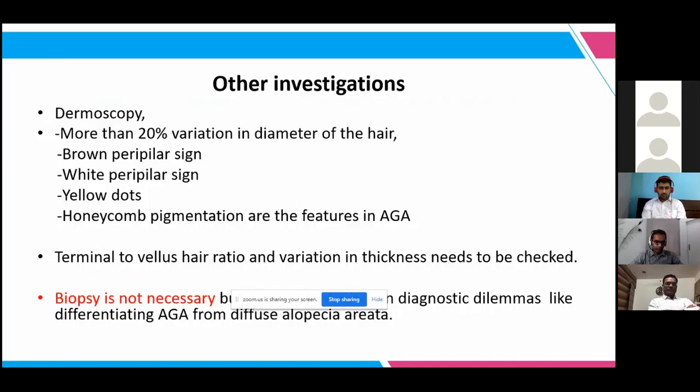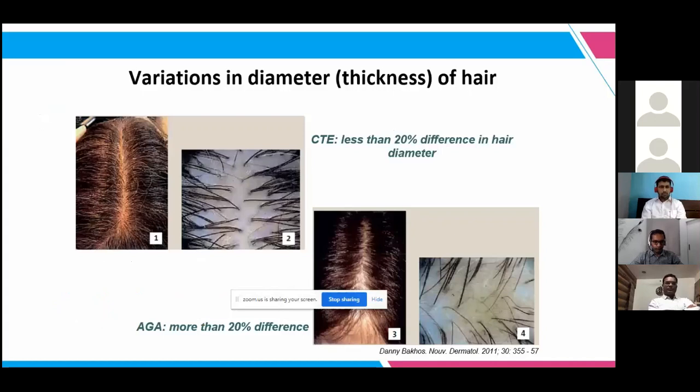Biopsy is not necessary most of the time, except in case of doubts where you have diffuse alopecia areata versus AGA, or diffuse alopecia areata versus telogen effluvium, something like that. You can see the variations in diameter. In chronic telogen effluvium, it will be less than 20% difference in hair diameter. In androgenic alopecia, it is more than 20% difference in variations in diameter. That you can see very clearly here.